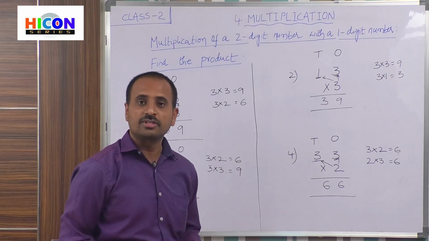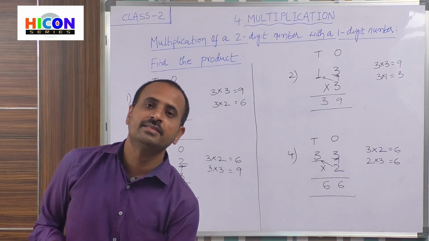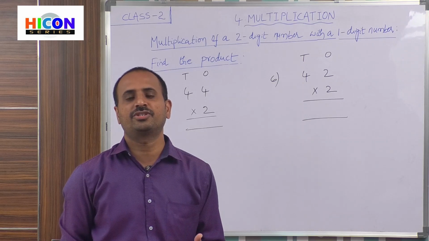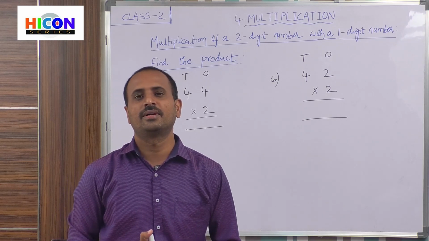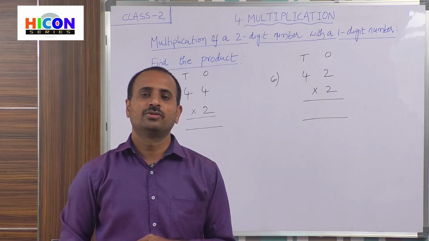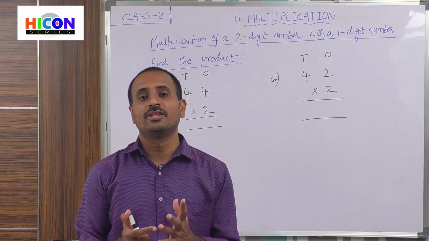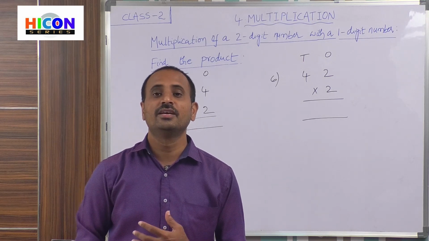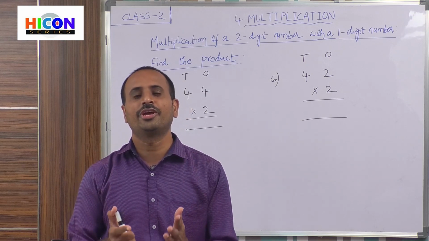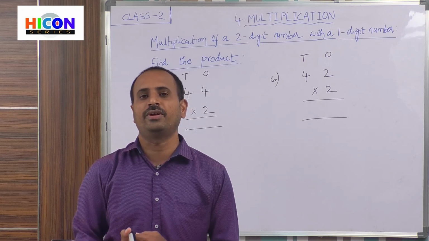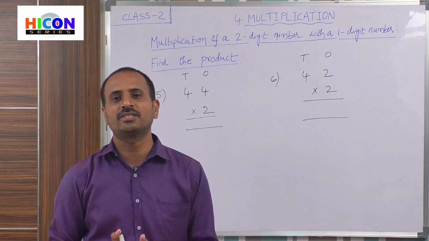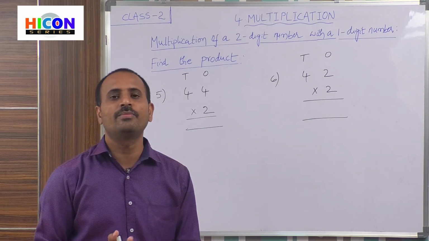So let us do some more problems. That is, let us practice another 2 problems. Here let us see some more problems on the multiplication of a 2-digit number with a 1-digit number. For doing multiplication, you should learn the tables thoroughly. If you know the multiplication tables, then you can do the multiplication very easily. So first you have to learn the tables, that is the table of 2, table of 3, table of 4, table of 5. Then you can easily do the multiplications.